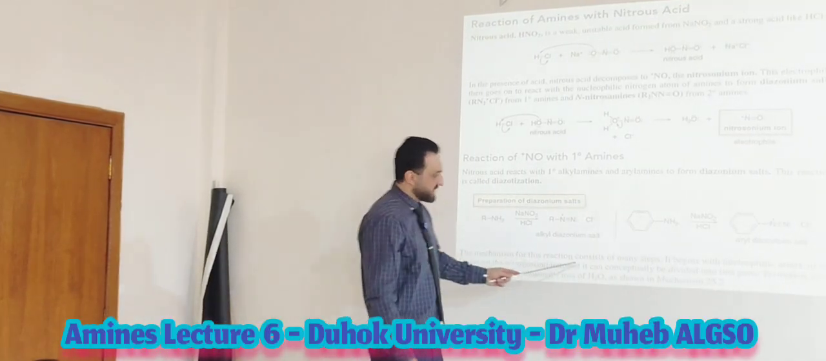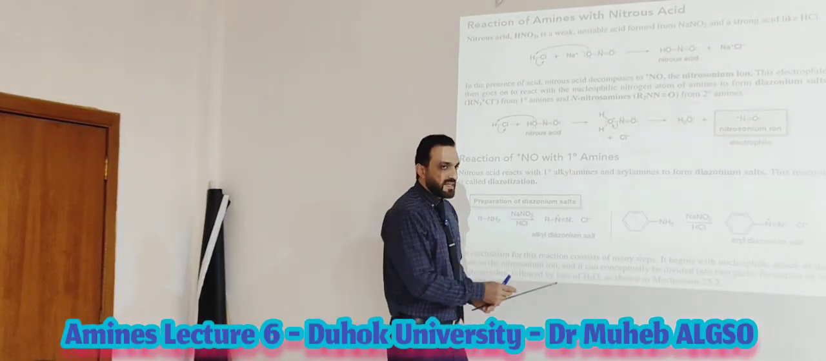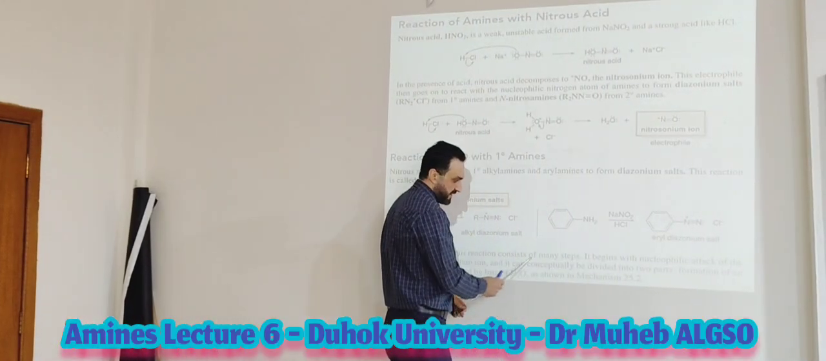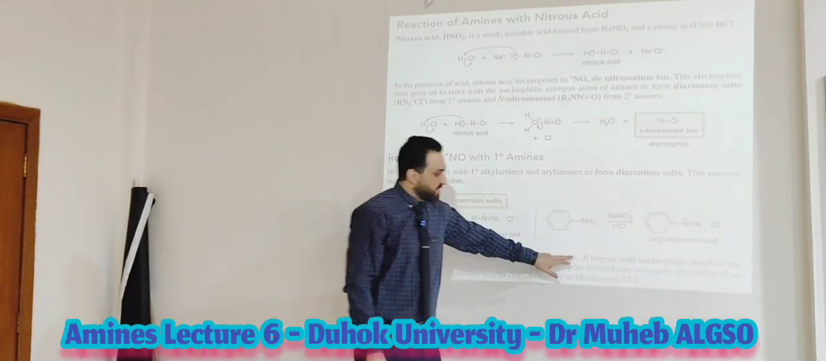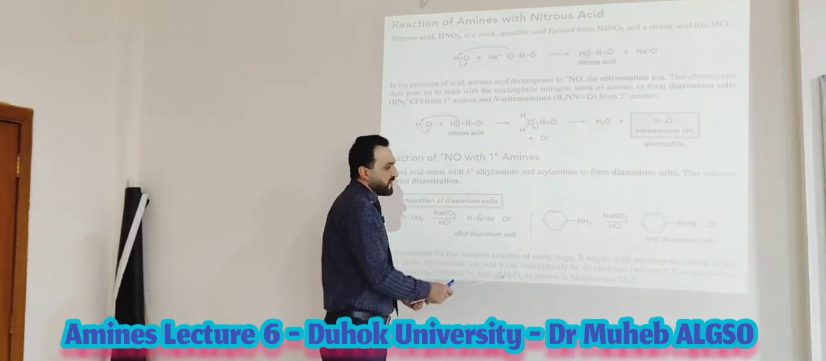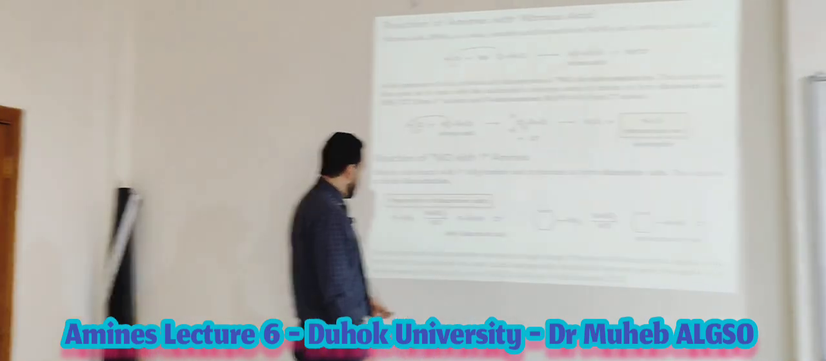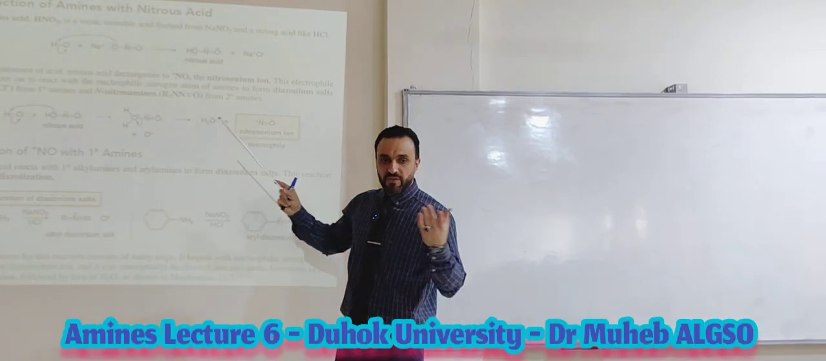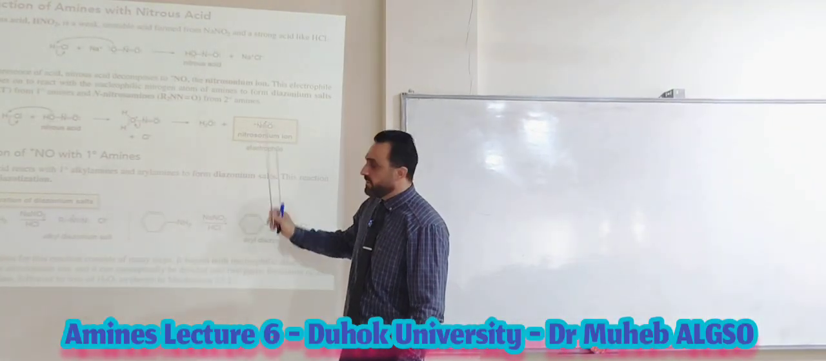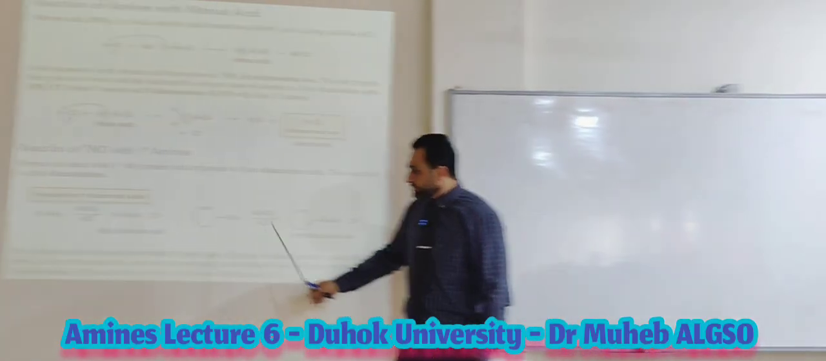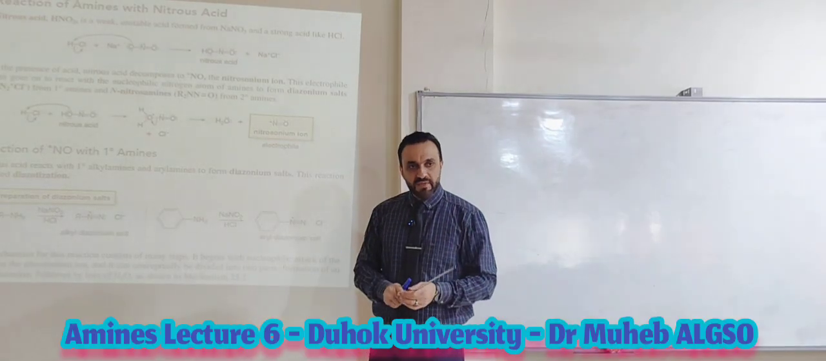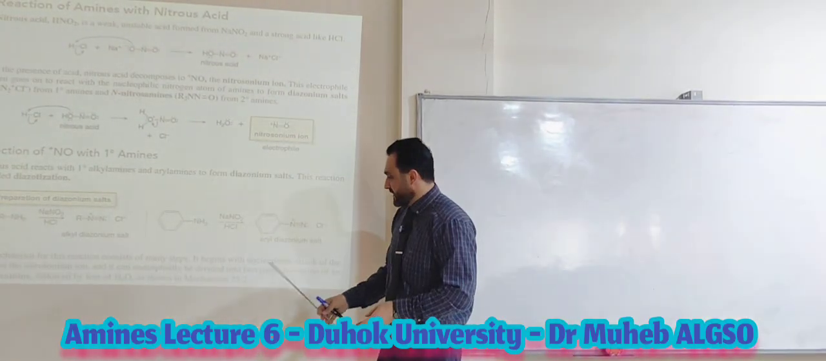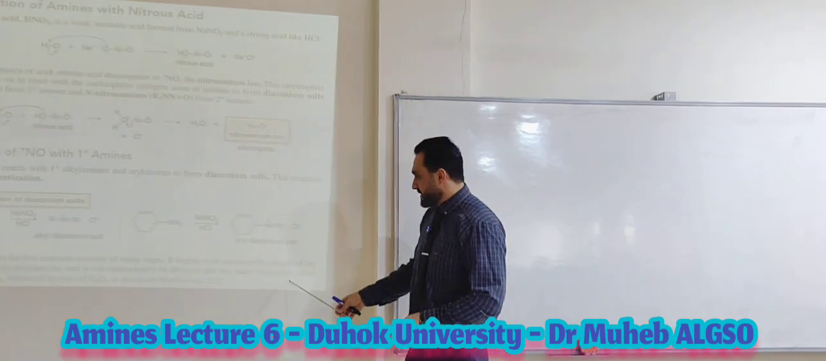So the mechanism for this reaction consists of many steps, which are acid-base reactions. It begins with the nucleophilic attack of the amine on the nitrosonium ion. That means the amine, as nucleophile, attacks the electrophile. The mechanism can be divided into two parts. Part number one, part number two.